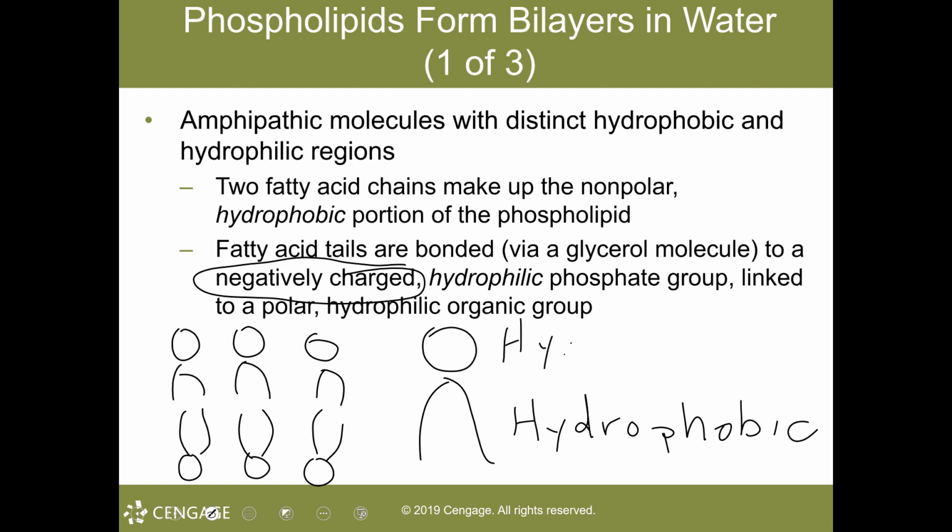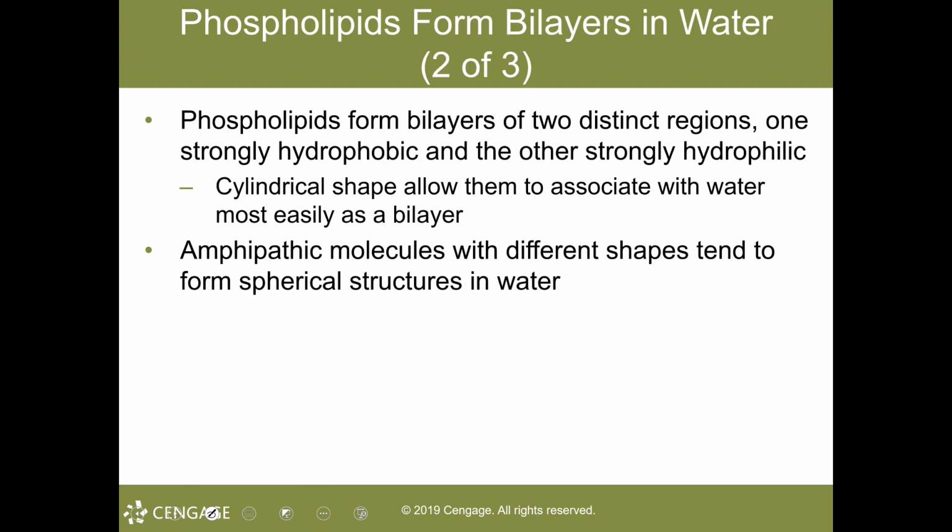So right here, it is hydrophilic. So now you have those distinct properties, each of which makes this, class, amphipathic, meaning having one portion of the molecule being hydrophobic and the other portion being hydrophilic. So that's why, class, these molecules are stated to be amphipathic molecules. So it states that phospholipids form bilayers of two distinct regions, strongly hydrophobic and the other one, class, strongly hydrophilic.